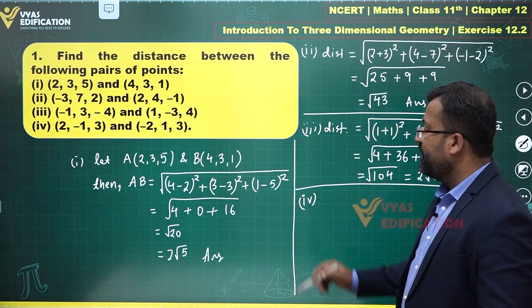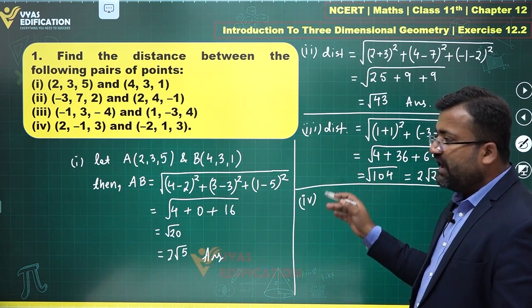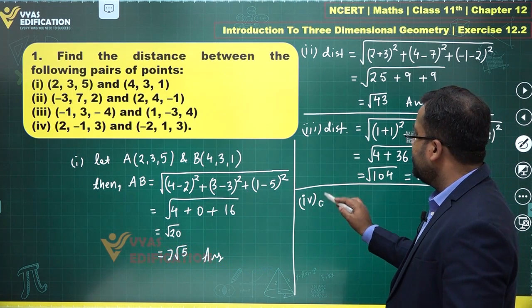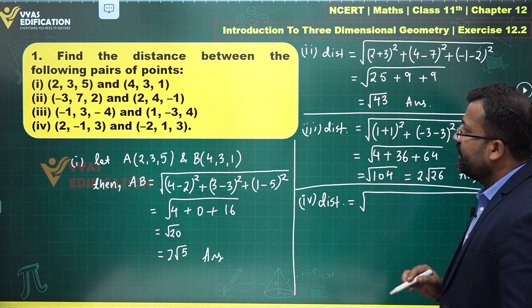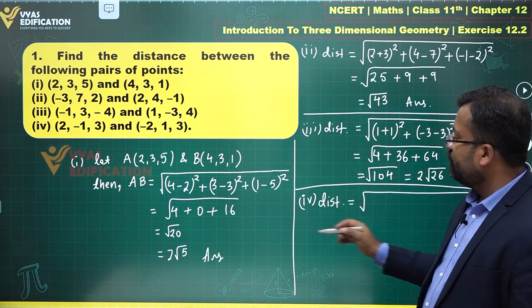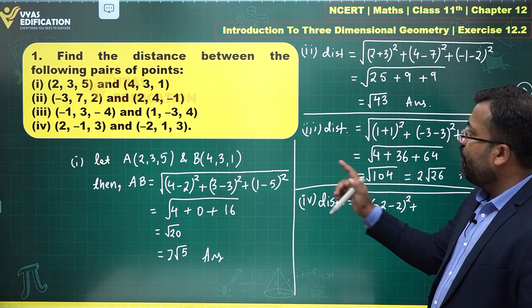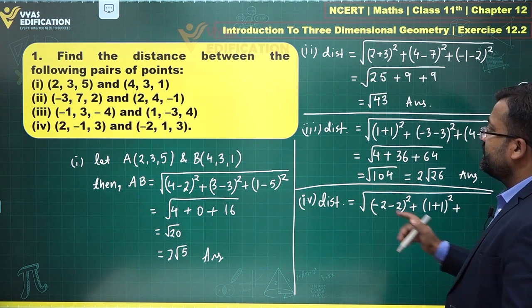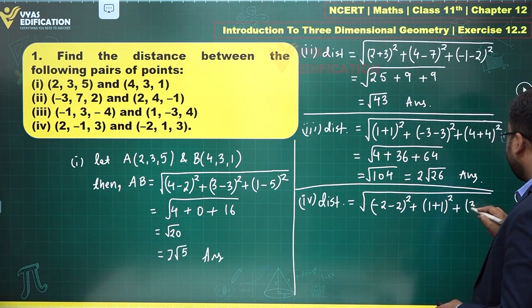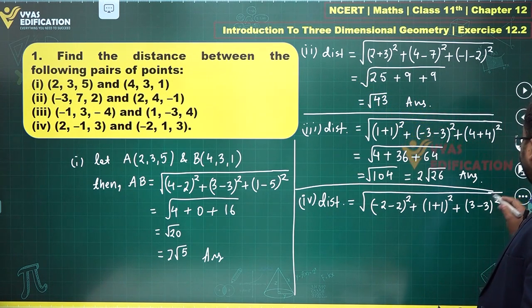In the fourth part, what do we have? 2, minus 1, 3 and minus 2, 1, 3. That's what we have. So distance will be equal to the square root of (minus 2 squared plus 1 minus of minus 1, which is 1 plus 1, squared plus 3 minus 3 squared). This is what you have, right?